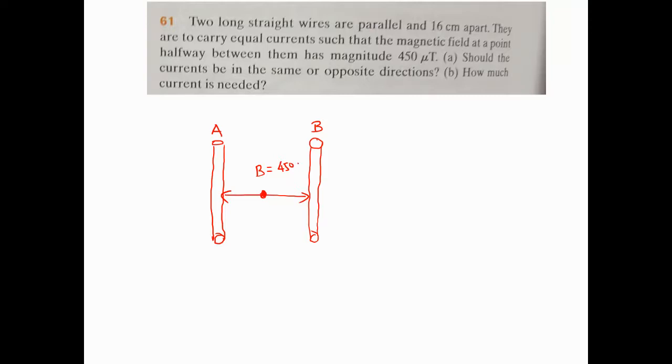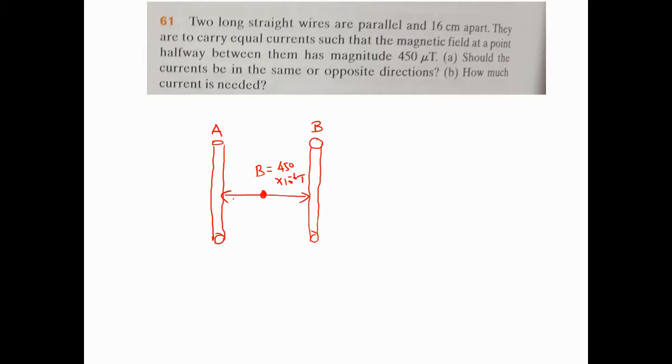450 micro Tesla. What's the meaning of micro? 10⁻⁶. Okay, now tell me, my dear, first theory question. You have 2 wires with current. Now, if you get any magnetic field here, the directions of the current in the 2 wires are in the same direction or opposite to each other?